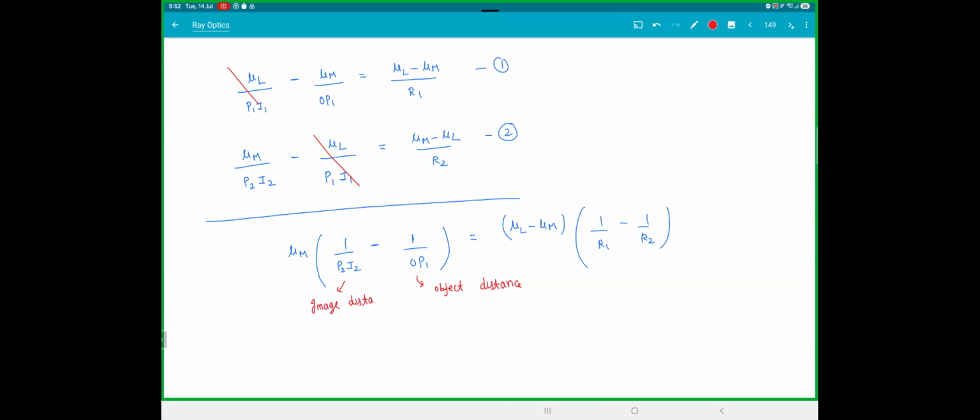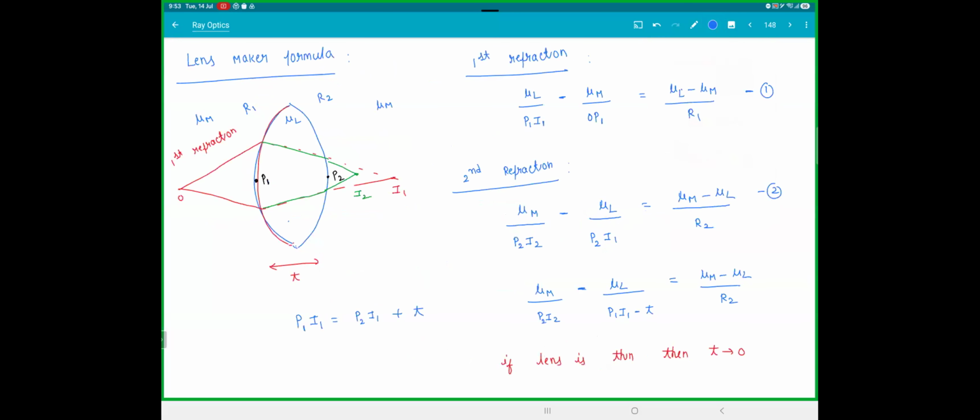So if I try to write it back in our general convention, the formula becomes 1 by v minus 1 by u is equal to mu lens by mu medium minus 1 into 1 by R1 minus 1 by R2. This is the formula that we get. So the main idea was this: if the lens is thick, at the end of the day, what you're doing is refraction on curved surface only. Only if you make the distance between P1 and P2 negligible, suddenly you get a lens formula. Have a look at the derivation, what we did.